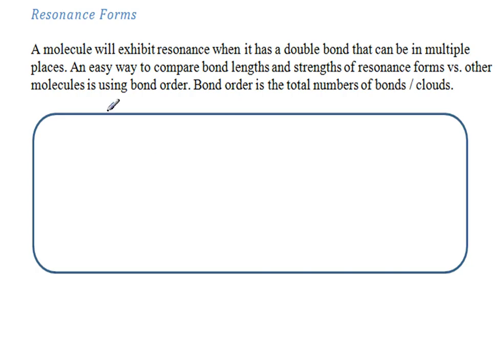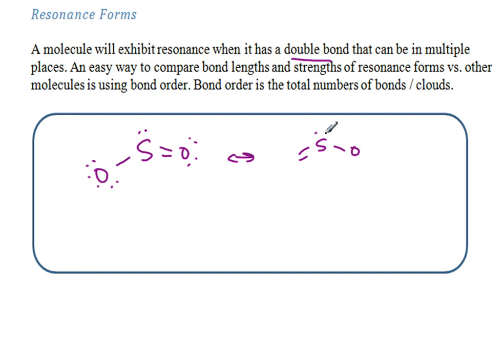Resonance. What is resonance? It means it has a double bond that can be in multiple places. Here's a common example of resonance. If you had to draw SO2, SO2 looks like this. This is an example of a resonance structure, so it can be drawn 2 different ways. On the AP exam, you would do double arrows, and I could draw it like this.